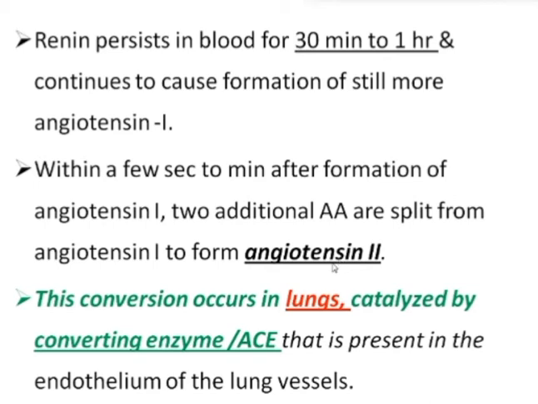Now the blood is passing through the lungs, so there is an enzyme which is known as angiotensin converting enzyme, or briefly you can call it ACE, that is present in the endothelium of the lung vessels. Lung vessels के endothelium में होगा. So when this angiotensin touches that, it will be converted into angiotensin 2.